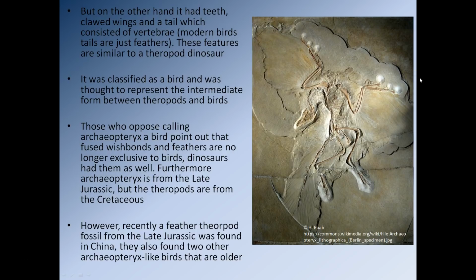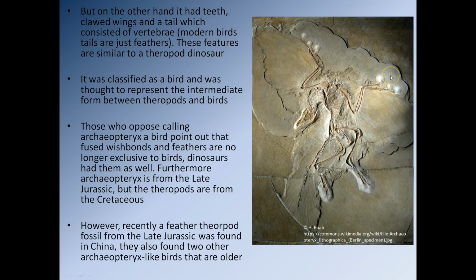So Archaeopteryx was classified as a bird, and it was thought to represent the intermediate form between the theropod dinosaurs and the birds. So this idea that dinosaurs and birds are related is actually very, very old. It's become far more common in the past few decades, but in reality, it actually began to make its appearance all the way back in the very late 19th century.